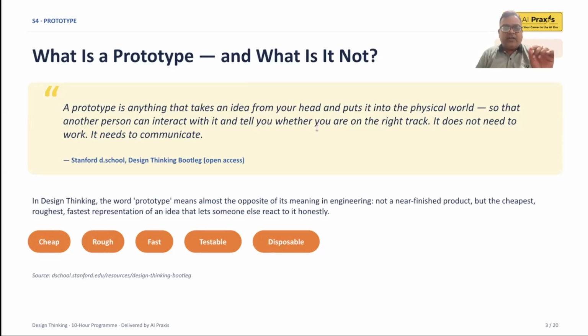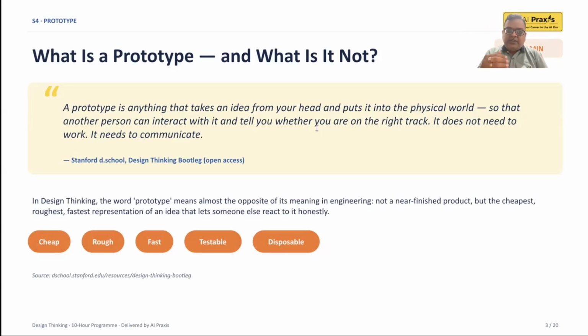In fact, according to Stanford Design School, a prototype is anything that takes an idea out of your head and puts it into the real world so that another person can experience it and can give you honest feedback. You are bringing the idea out of your brain, giving it to the other person, and the other person is using it and giving you feedback. That's what a prototype actually means. So it does not have to work perfectly. It simply has to communicate the idea.